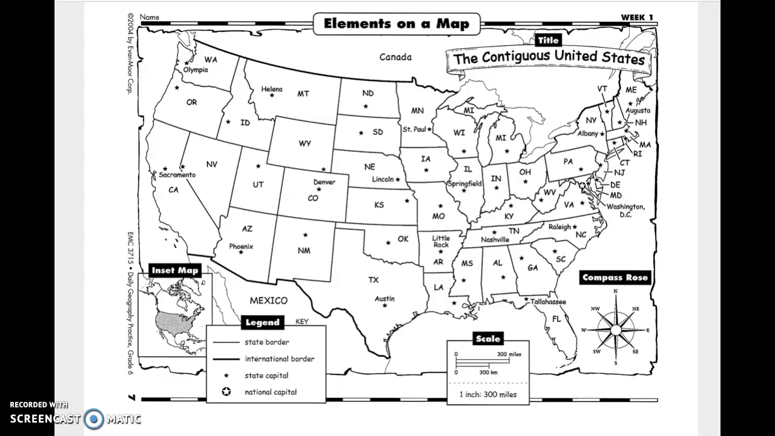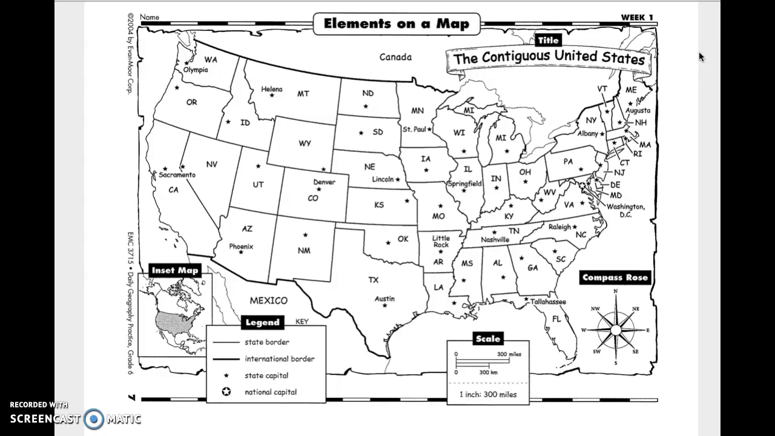On this DOG, you see a map, and this week it is a map of the United States, but you'll notice in the title, which is one of the elements on a map, the title here is the contiguous United States. And as I look at this map, I notice that not all of the states are included in this map.